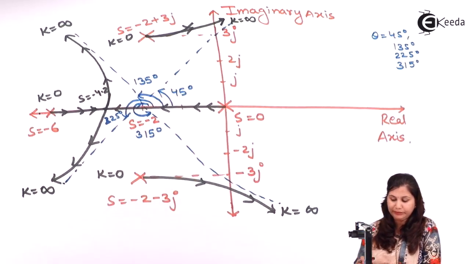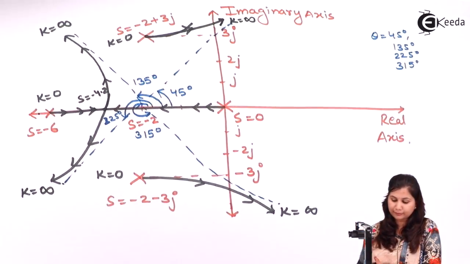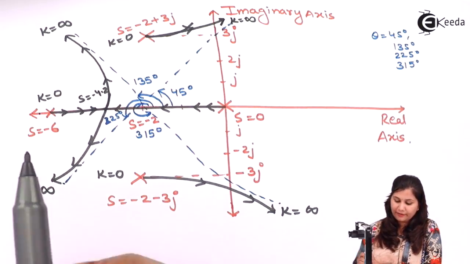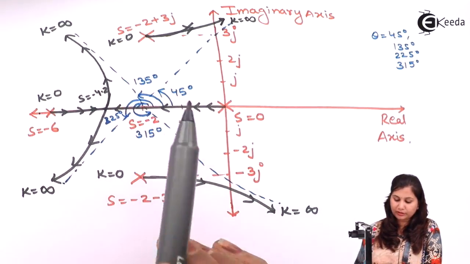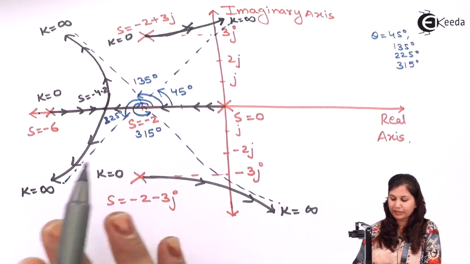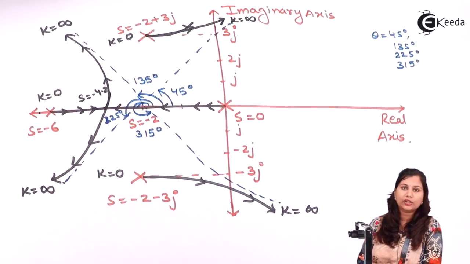So this is the complete root locus of this system. We have plotted all the branches of the root locus here. We have plotted the angles also, and then the breakaway point also. We have mentioned all the things on this root locus.